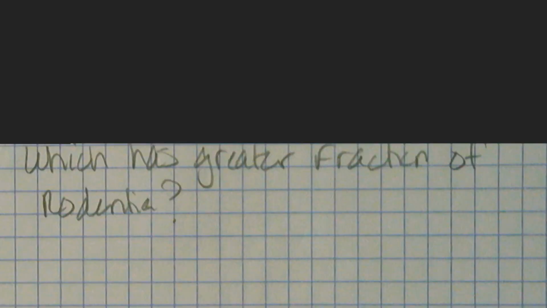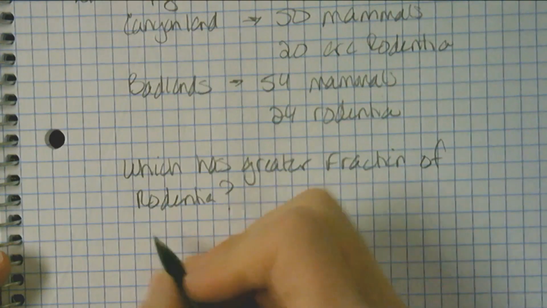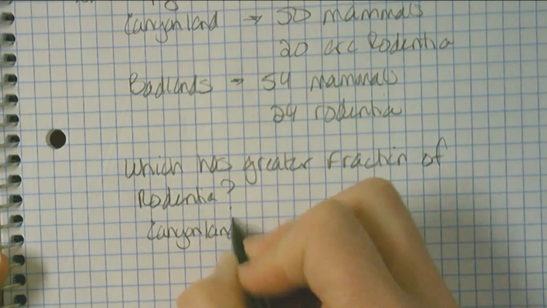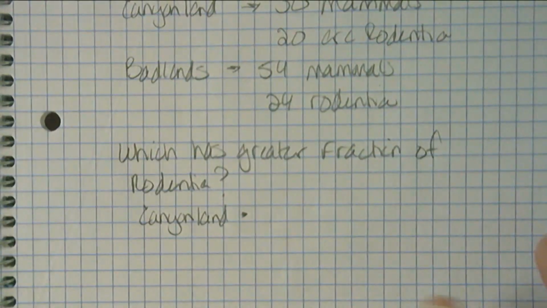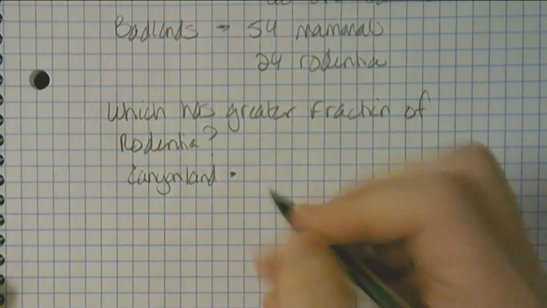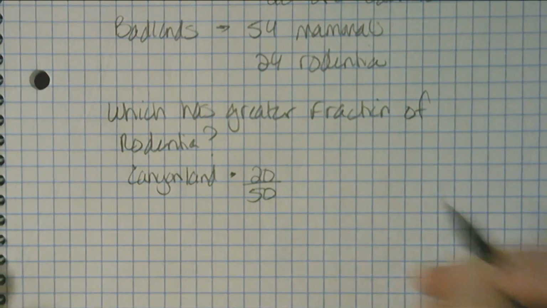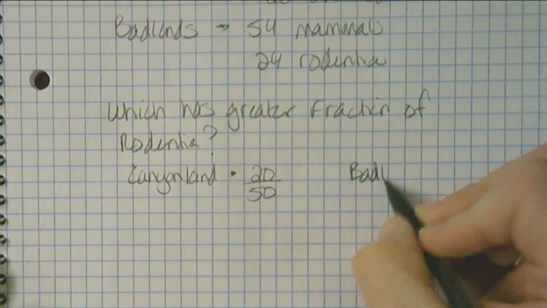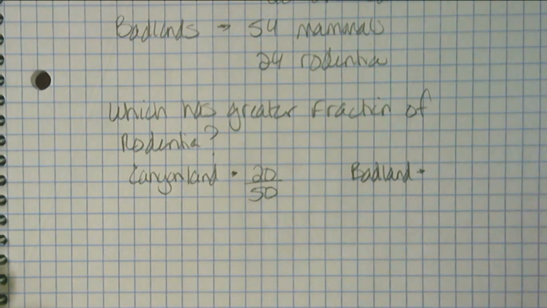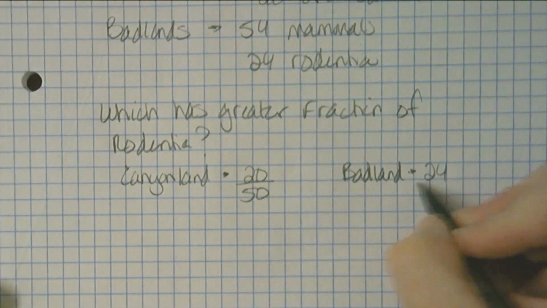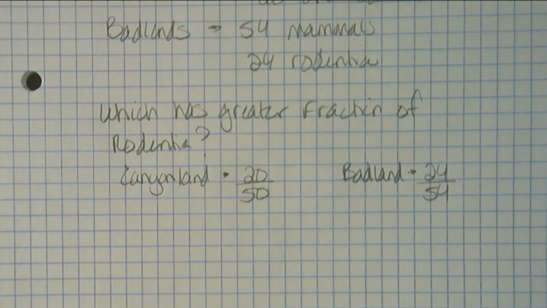All right, so I'm just going to show you what I'm doing here. So what would the fraction of rodentia be for our Canyonlands Park? Sophia? 20 over 50. All right. How about for our Badlands? What would be the fraction? Molly? 24 over 54. All right, so let's make a note here.